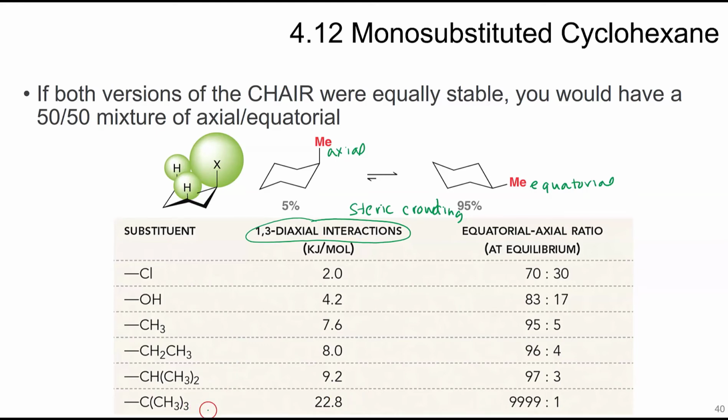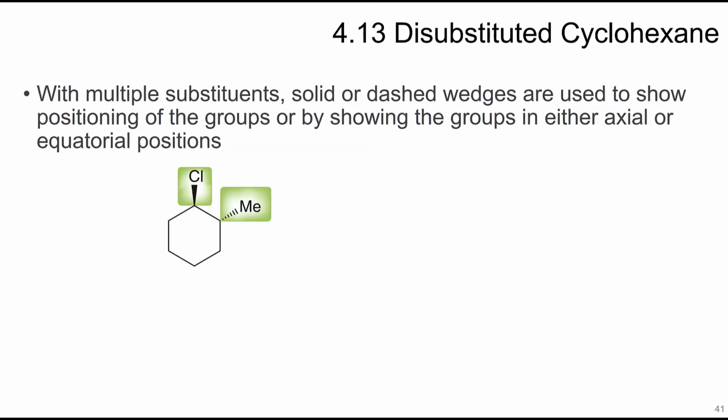So if you have a tert-butyl group on there, 9,999 parts of that solution would be in the equatorial position and only 1 in the axial position. So this one is a good way to lock it in a certain position by putting a tert-butyl group on there. If you have multiple substituents, you can use solid or dash wedges to show the positioning of the groups, and that shows them in either axial or equatorial position.